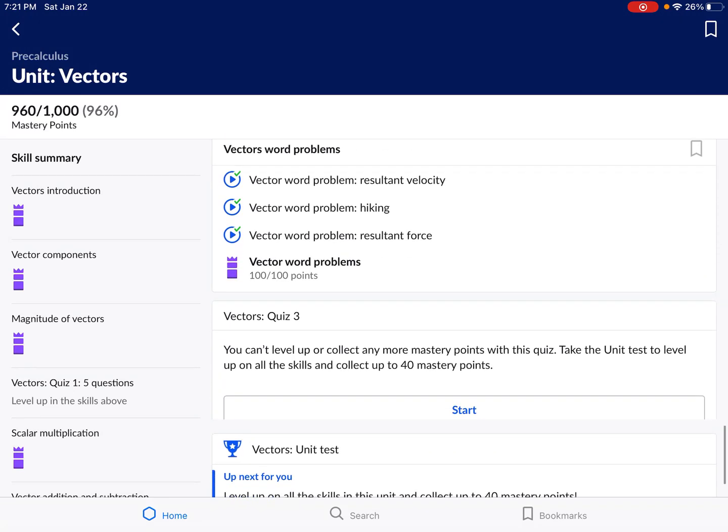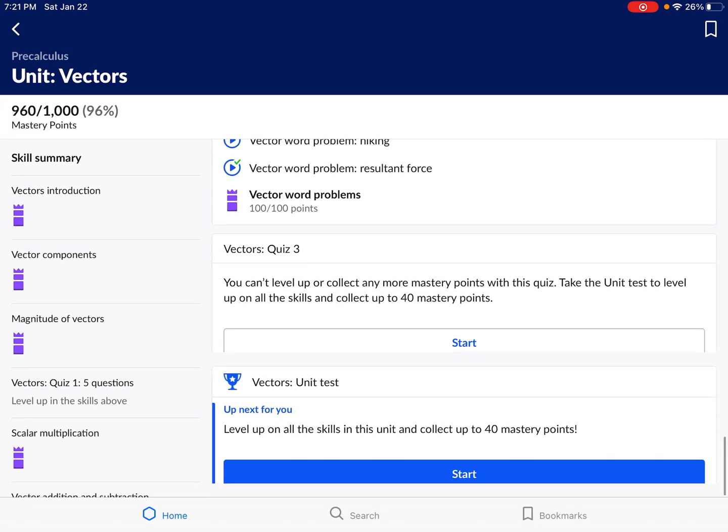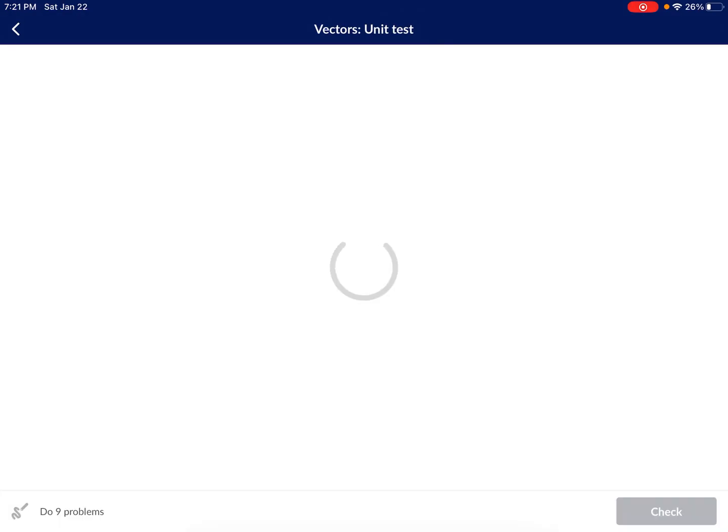Alright, unit test number 6, part 2. And hopefully I get 100 this time.